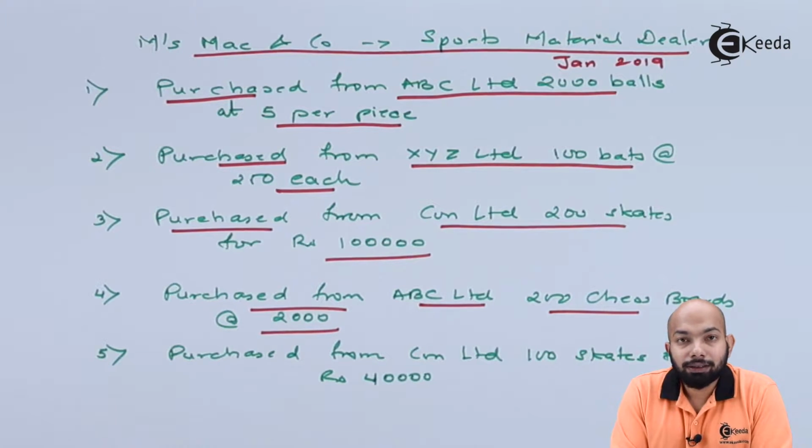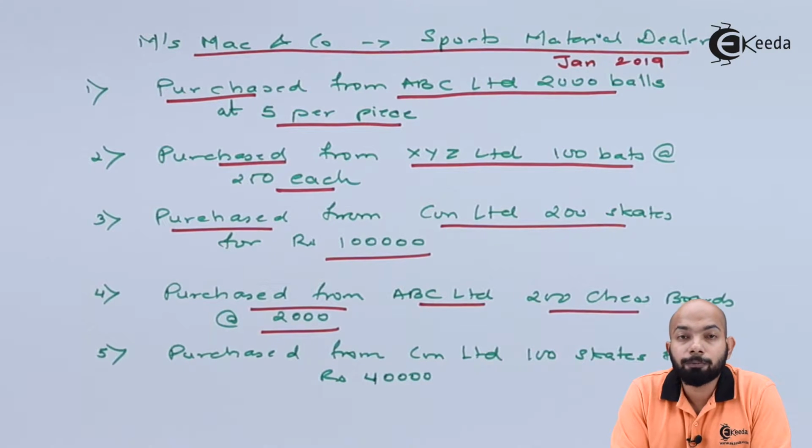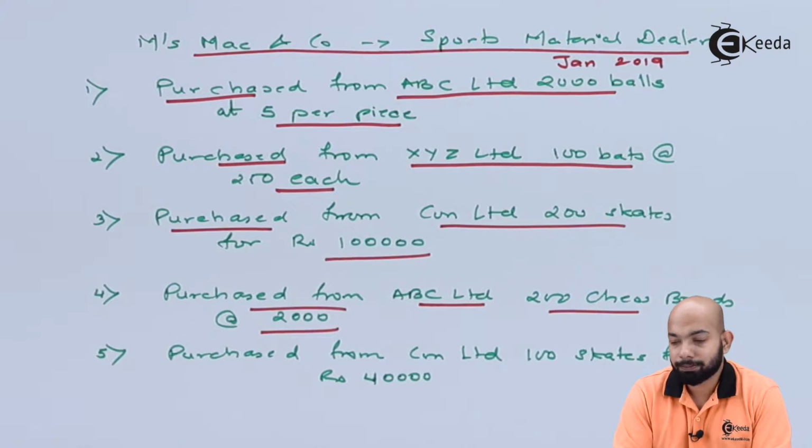Again, the next transaction refers to 200 chessboards being purchased at rupees 2000. Here, we haven't mentioned each. If it would have been mentioned each, then you would have to multiply the number of chessboards by the amount per chessboard. Hence, we'll be taking the total amount as 2000 itself. That means the total of 200 chessboards amounts to rupees 2000. Let's figure out the last transaction mentioned down here.